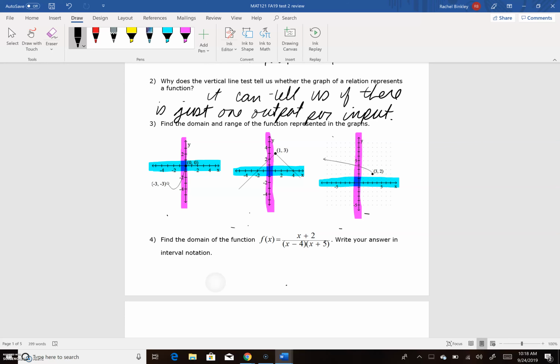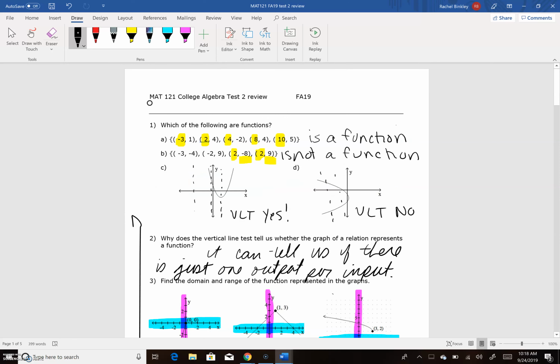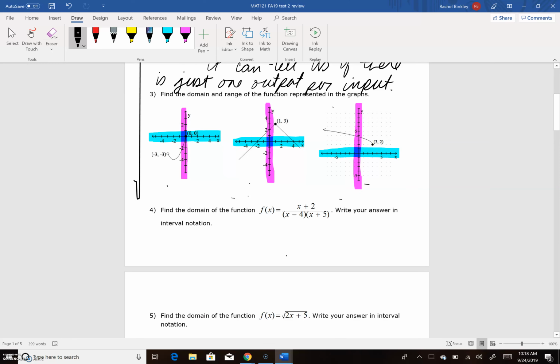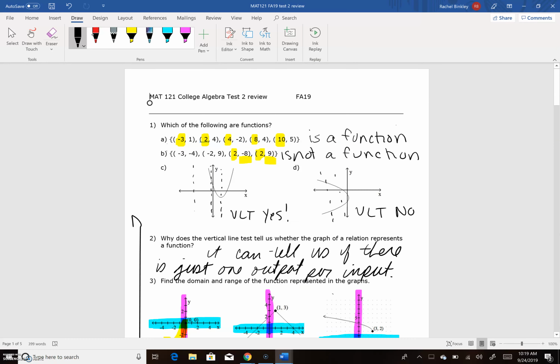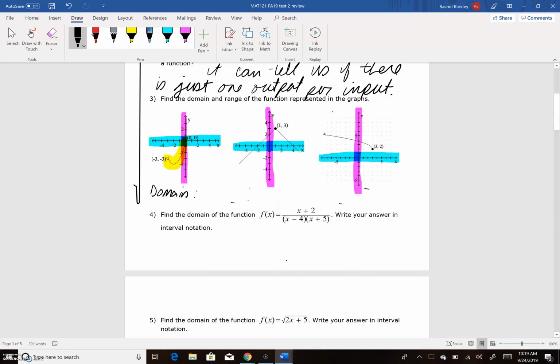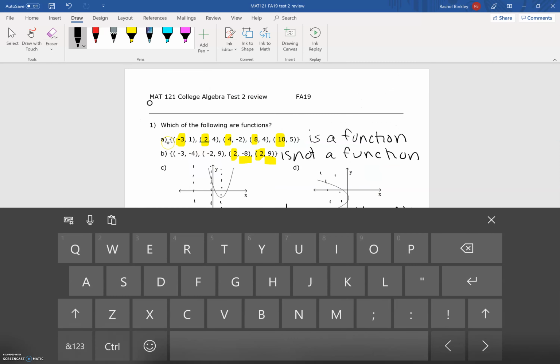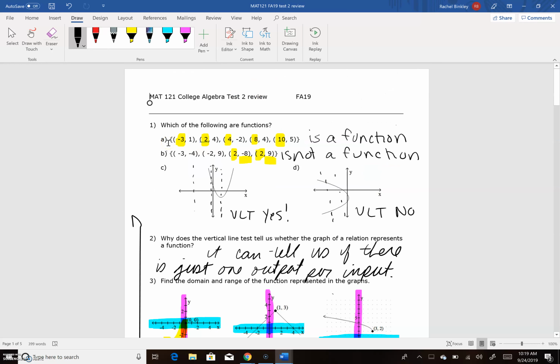So for the domain for the first one, what is the smallest x value? So our line comes like this. What is the smallest x value, which means what is the smallest blue number here, right?